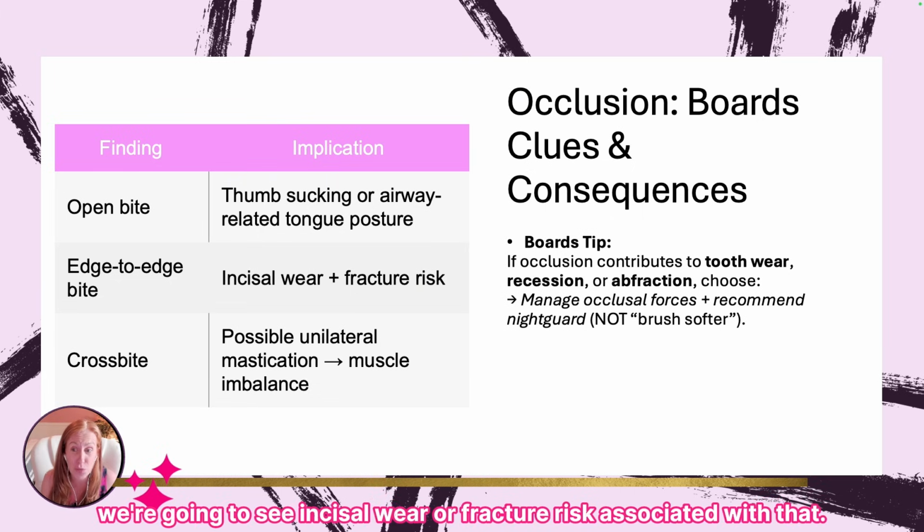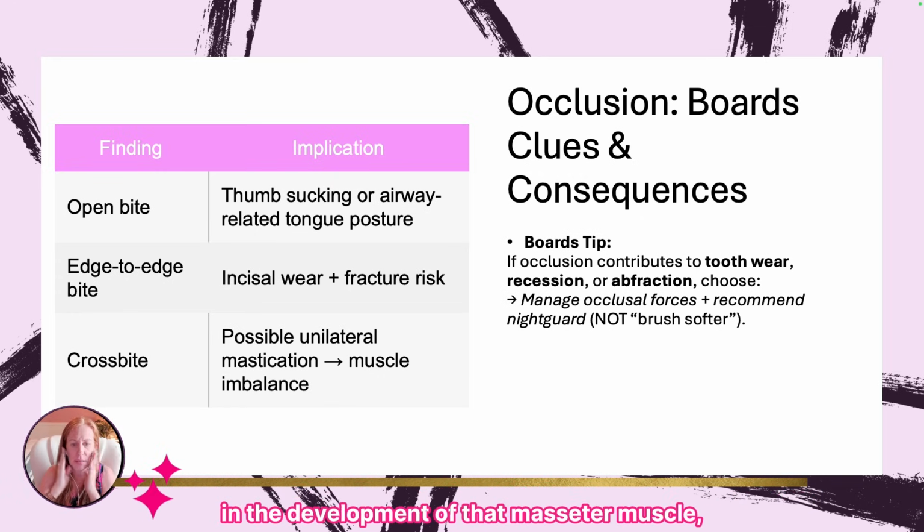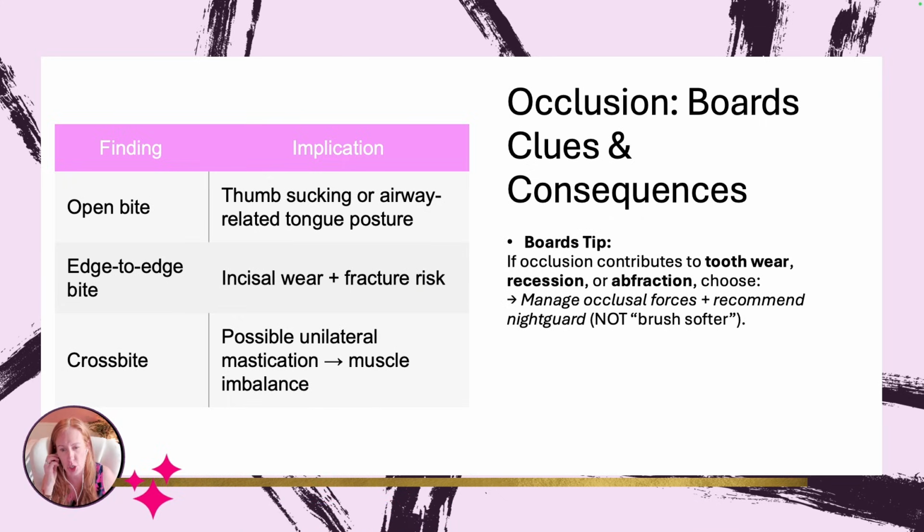Edge to edge, we're going to see incisal wear or fracture risk associated with that. And then be careful with crossbite. This is where there may be an imbalance in the development of that masseter muscle. And so unilateral mastication and potential digestion may be an issue.